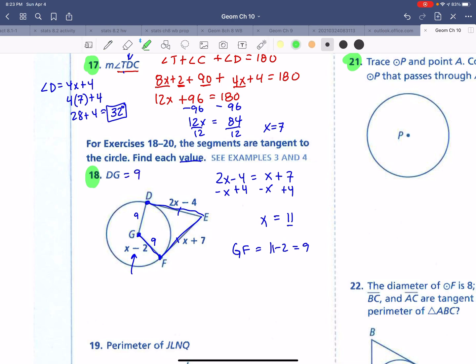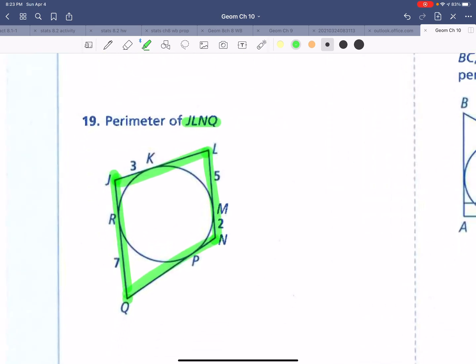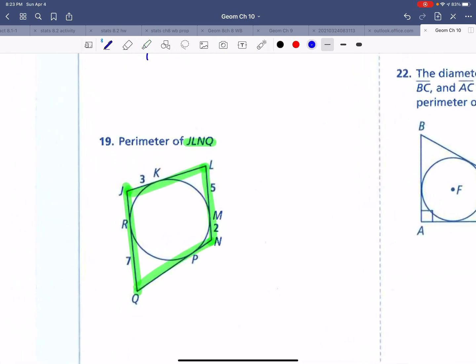What is the perimeter of JLNQ? Okay, so all the way around the shape. These are kind of cool, right? So if this is 5, and they intersected the same point, that's 5. If this is 2, then that would have to be 2. If this is 7, here on this side, that would be 7. And if this is 3, this would have to be 3.